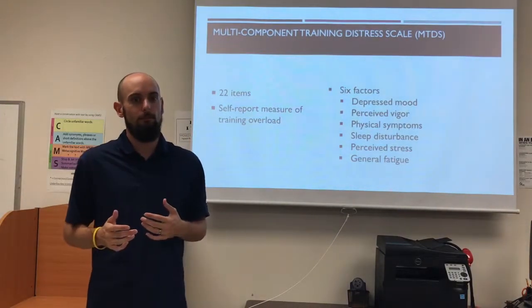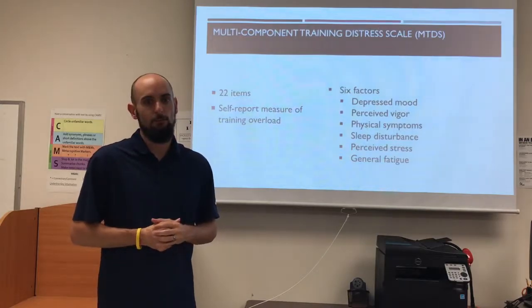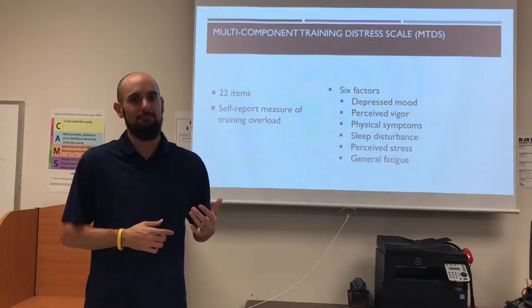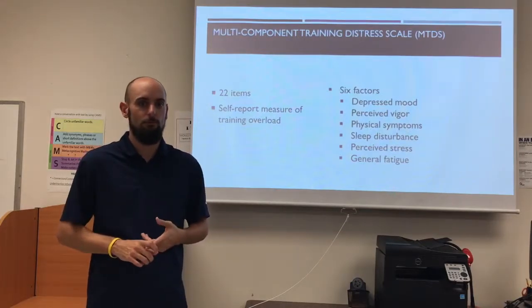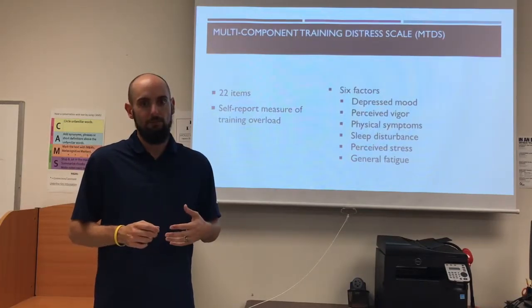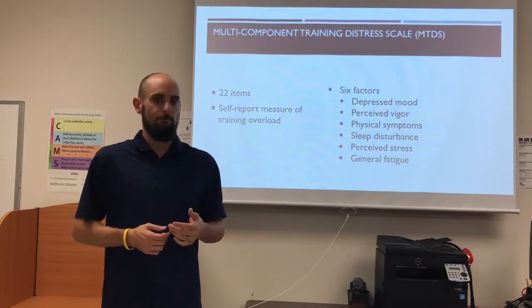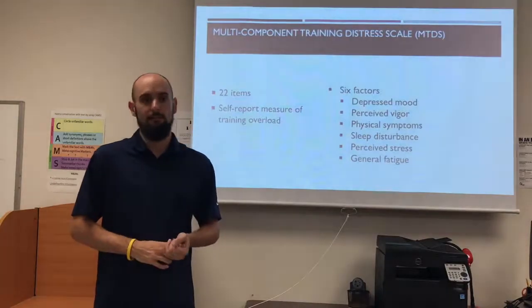Next is the multi-component training distress scale. The self-report measure consists of 22 items. The self-report has 6 factors that include depressed mood, perceived vigor, physical symptoms, sleep disturbances, perceived stress, and general fatigue.